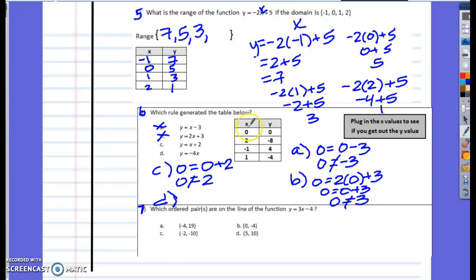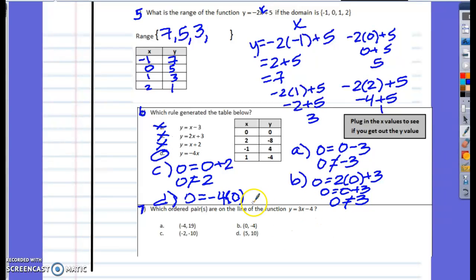So if we look at 0, so the y value is 0, plug in 0 for x. Negative 4 times 0 is 0, so that works. Let's keep going. Negative 4 times positive 2 does give you negative 8. Negative 4 times negative 1 is positive 4. Negative 4 times positive 1 is negative 4. So yeah, D is the correct answer.